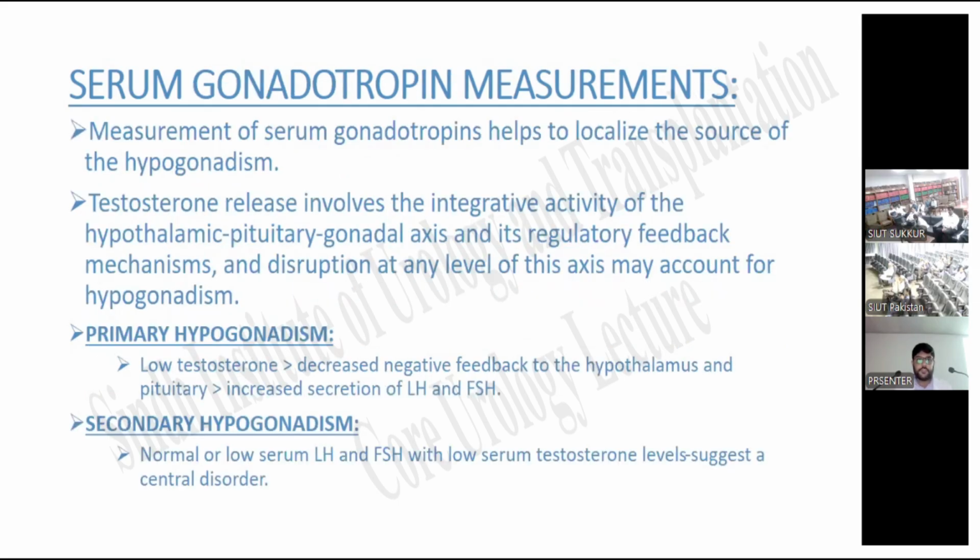Serum gonadotrophin measurement. Measurement of serum gonadotrophin helps to localize the source of the hypogonadism. Testosterone release involves the integrative activity of the hypothalamic pituitary gonadal axis and its regulatory feedback mechanism, and disruption at any level of this axis may account for hypogonadism. Primary hypogonadism: low testosterone, decreased negative feedback to the hypothalamus and pituitary, increased secretion of LH and FSH. Secondary hypogonadism: normal or low serum luteinizing hormone and follicle stimulating hormone with low serum testosterone level and central disorder.